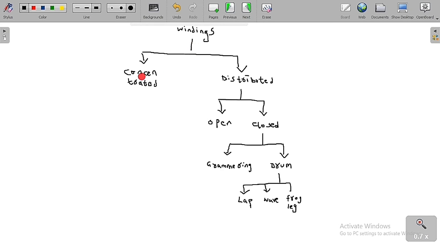Windings are classified into two types, concentrated winding and distributed winding. The distributed winding is classified into two types, open winding and closed winding. The closed winding is again classified into two types, the Gramme ring and the drum. The drum is classified into three types: lap winding, wave winding, and frog leg winding.